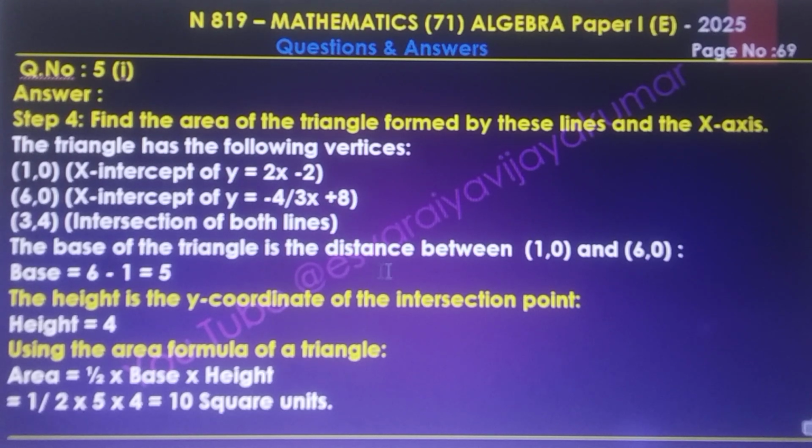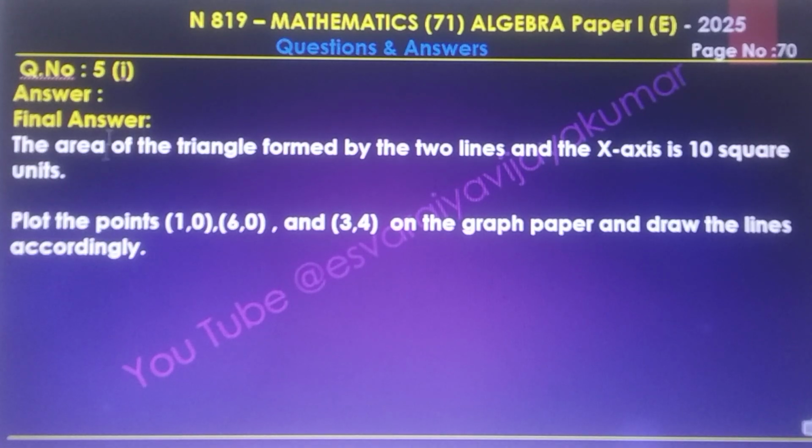The base of the triangle is the distance between 1 comma 0 and 6 comma 0. Base equals 6 minus 1 equals 5. The height is the y coordinate of the intersection point, so height equals 4. Using the area formula of a triangle, area equals 1 upon 2 into base into height. Finally, we get 10 square units. The final answer is that the area of the triangle formed by the two lines and the x-axis is 10 square units. Plot the points 1 comma 0, 6 comma 0 and 3 comma 4 on the graph paper and draw the lines accordingly.